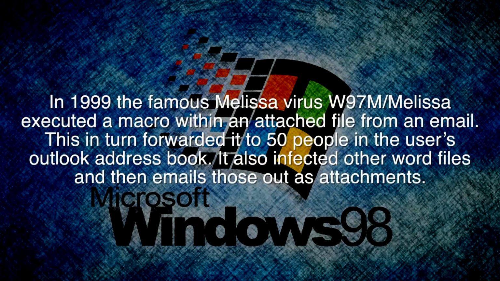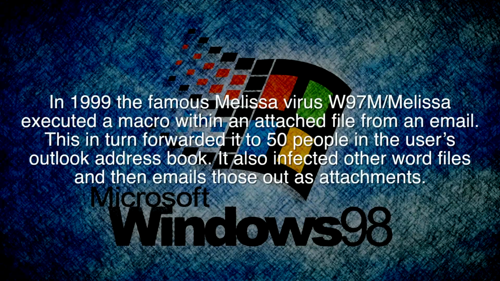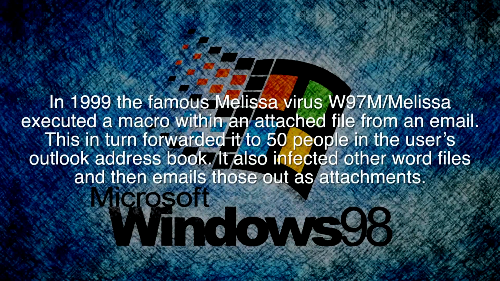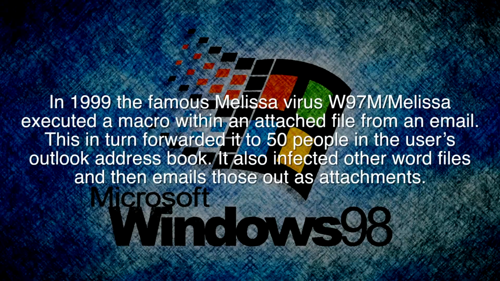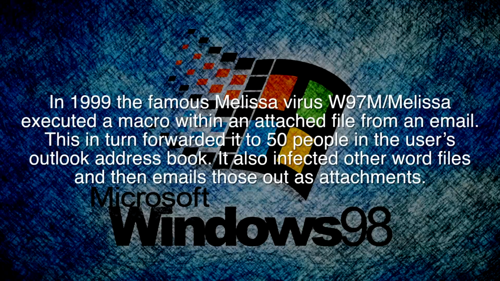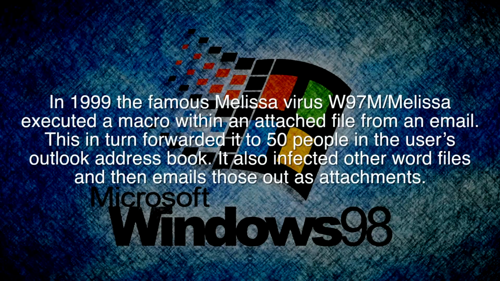Now, it was around the time of the mid-90s that we sadly also started to see the creation of the types of malicious code we see nowadays all the time, and those were macro viruses. Things like 1999's Melissa virus. Melissa was also known as W97M/Melissa, and it executed a macro within an attached file from an email. This in turn would forward it to 50 people in the user's Outlook address book. It also infected other Word files and then emailed those out as attachments.